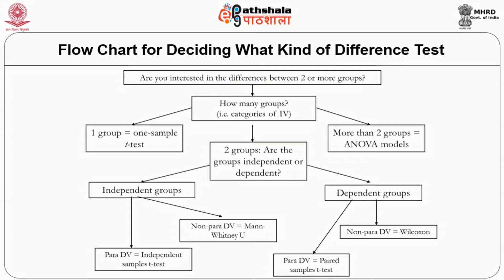If it is one group, then we use a one sample test. If it is more than two groups, we go for ANOVA. If it is two groups, it is two sample. Then I ask whether they are independent or dependent. If independent, I go for a test called two sample t-test. If they are dependent, I go for a test called paired t-test.